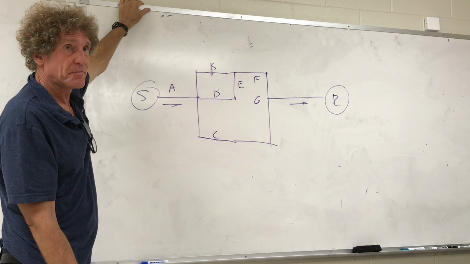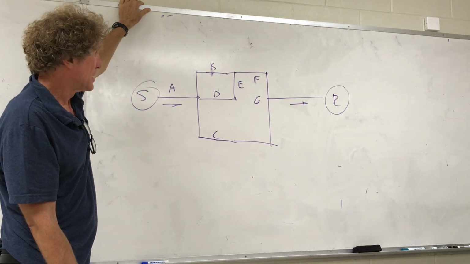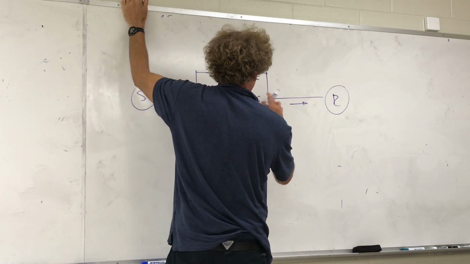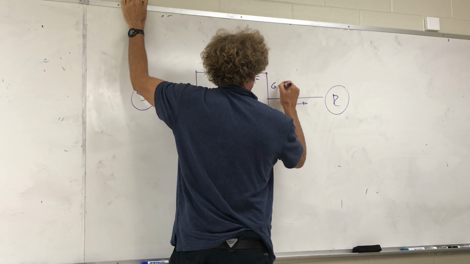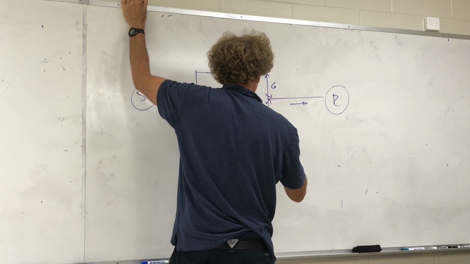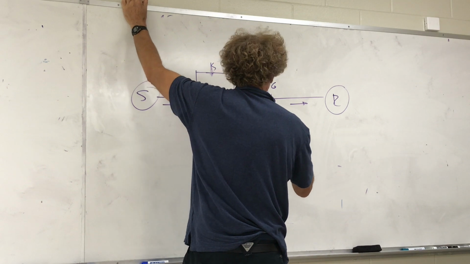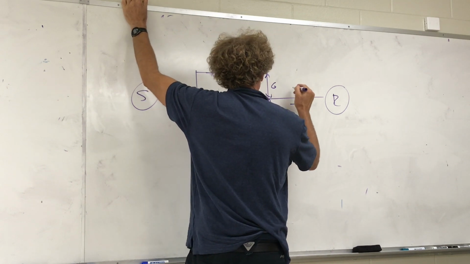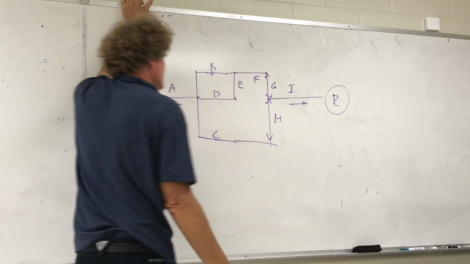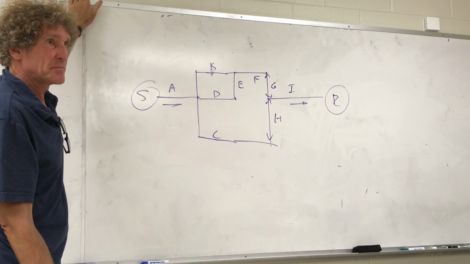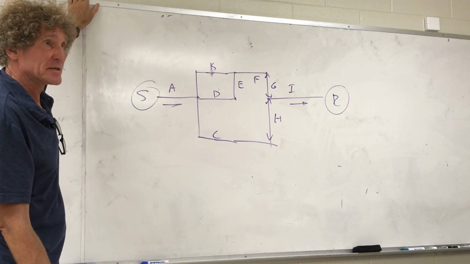Y'all with me, class? What is G? Like which line? Let me do this: G is this one, call H this one, and call this I. I'm trying to show you something that's got a whole lot of little things, but you can reduce it to something very easy.